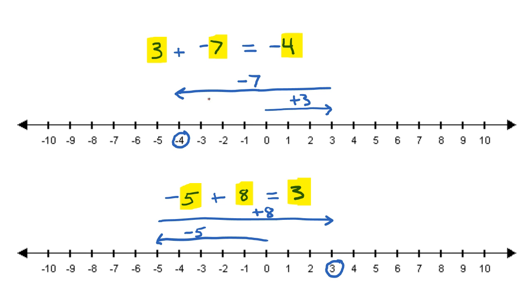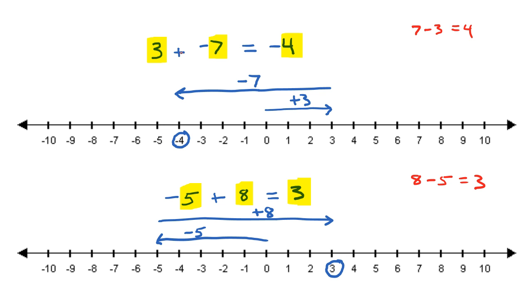How are they related? So if I look at 3 and 7 and 4, the relationship is 7 minus 3 equals 4. And if I look at 5 and 8 and 3, the relationship is 8 minus 5 equals 3. So it looks like when we add a positive number with a negative number, what I'm actually doing is subtracting their absolute values. So let's take a look at the first problem.